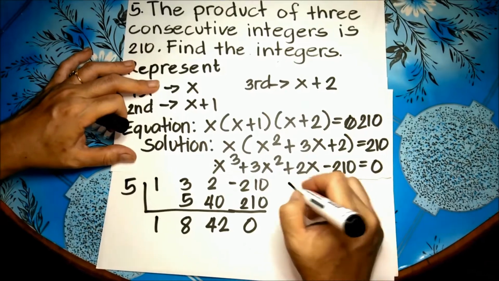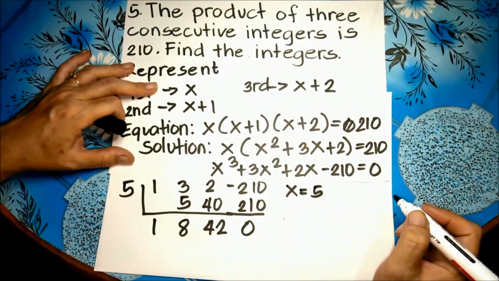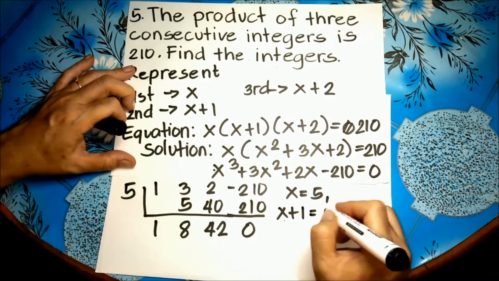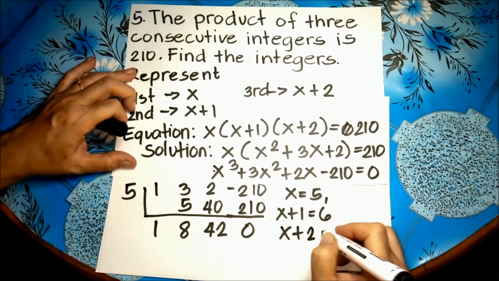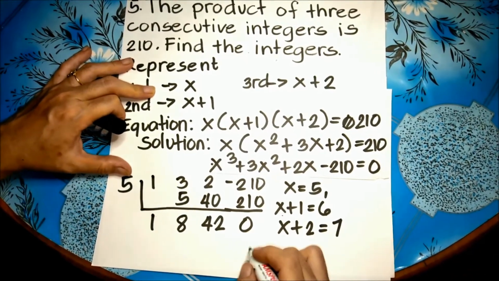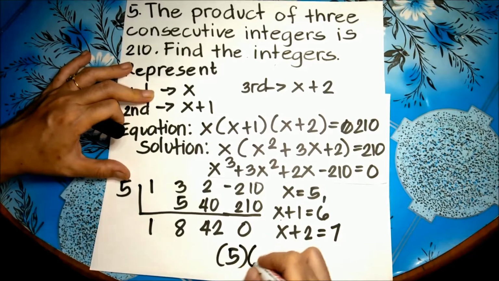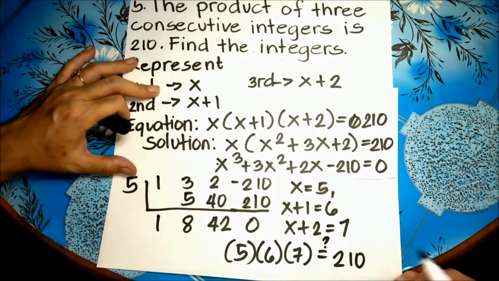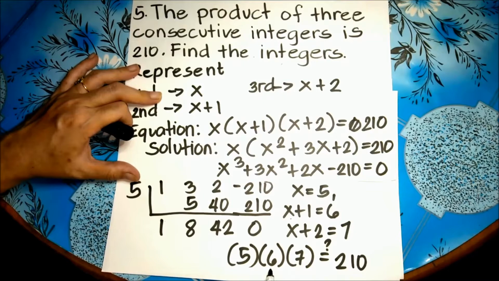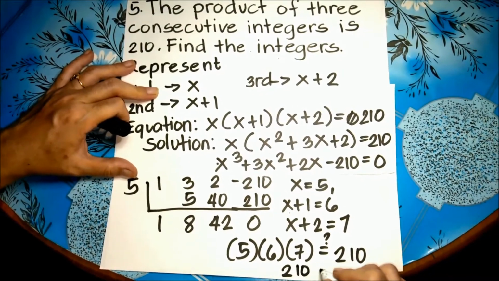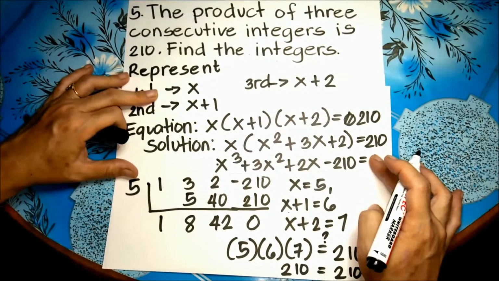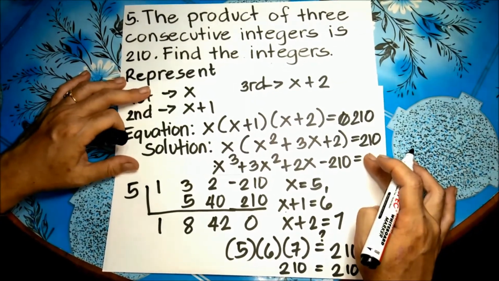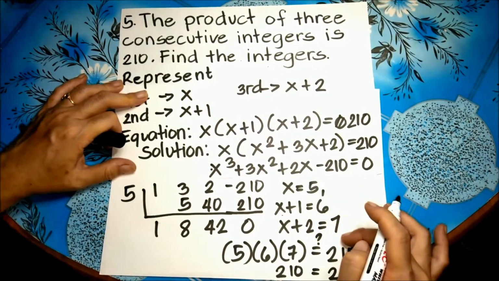So x now is equal to 5. So the second number is 6. And the third is 7. So let's check. Is 5 times 6 times 7 equal to 210? So 5 times 6 is 30 times 7, so that is 210. So the product of three consecutive integers is 210 when they are 5, 6, and 7.